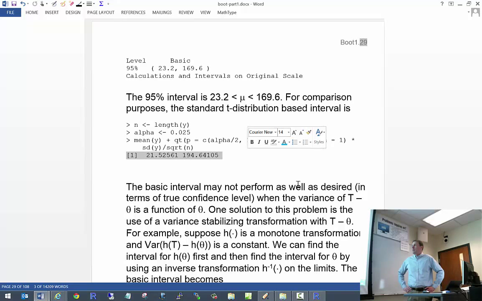Now remember, the underlying assumption for this t distribution based interval is you have normality for the y's, especially that's important when you have smaller sample sizes. Although the t distribution based interval is quite robust. But still, based upon what I saw on that QQ plot, I might be concerned about using the regular old t distribution based interval. Are there any questions? Okay.